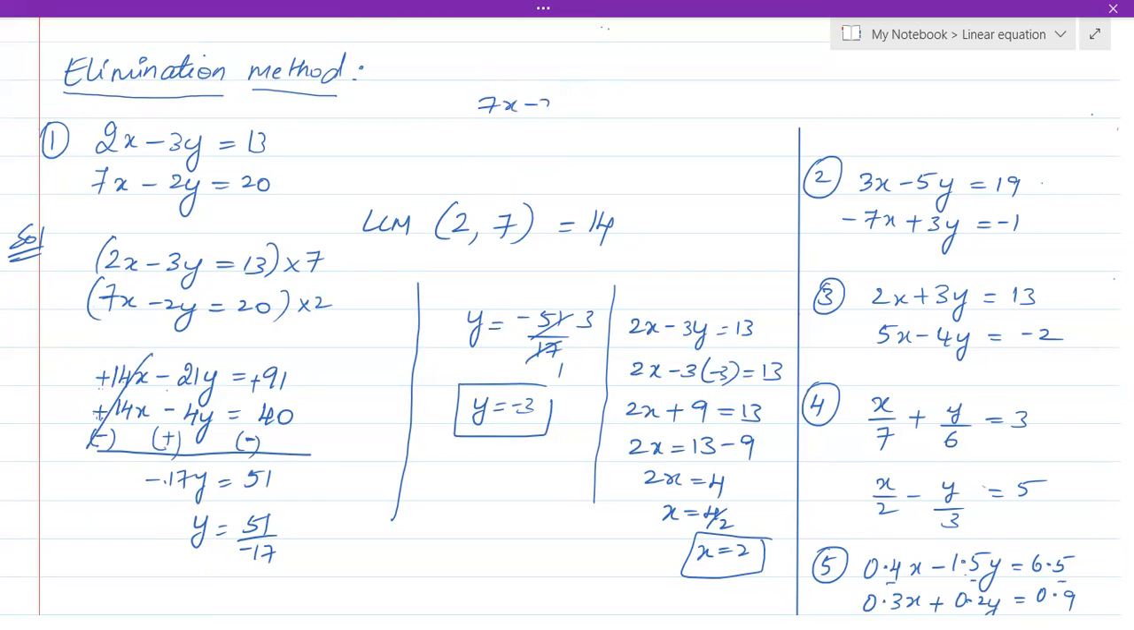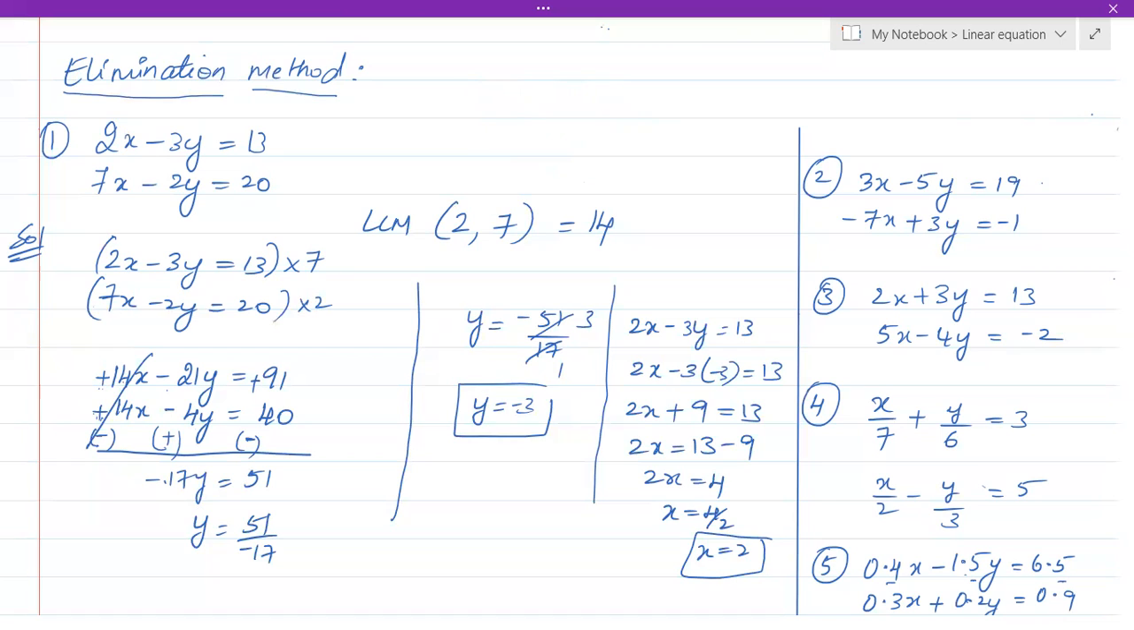Let's check for the second one. 7 into 2 minus 2 into minus 3 equal to 20. 7 into 2 is 14, minus into minus plus, 2 threes are 6. 14 plus 6 is equal to 20. It is satisfied, isn't it? So both the equations are satisfied. Therefore, the values that we have found are correct.